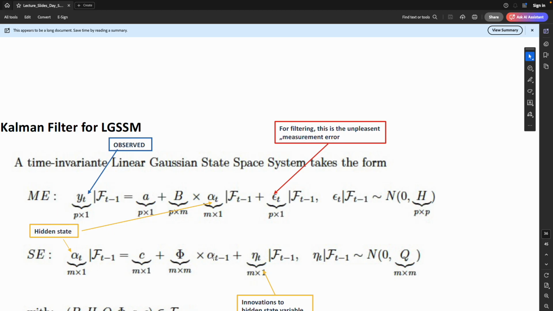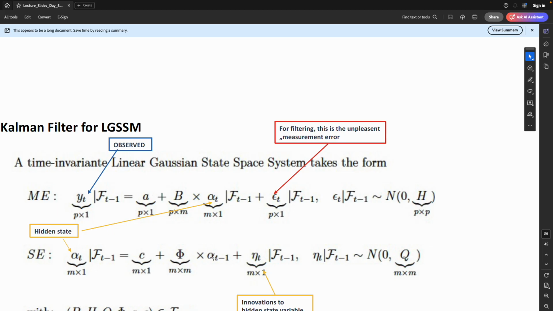So given F1, I want to know where the state is in 2. So what I do is I use my state equation. What's the state equation? It says c plus phi alpha t plus eta. And this is all conditioned on ft.